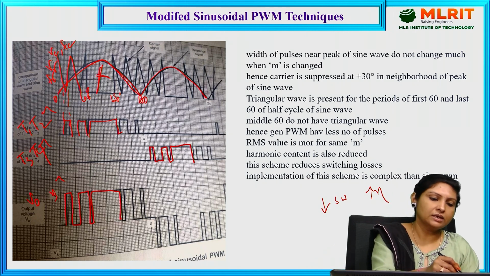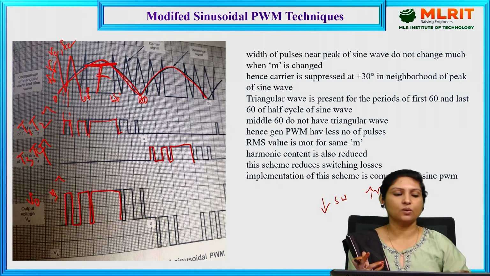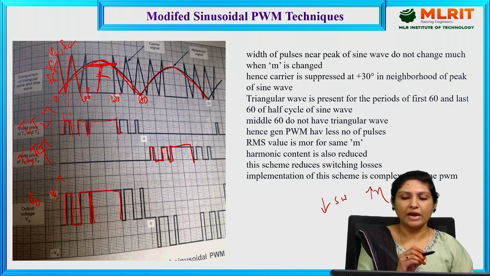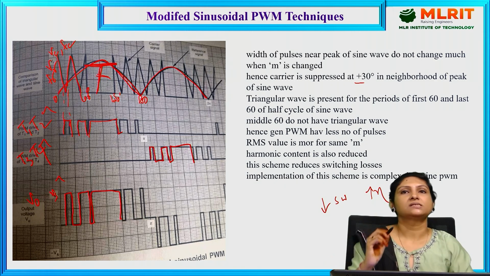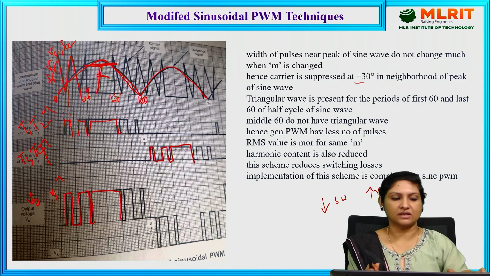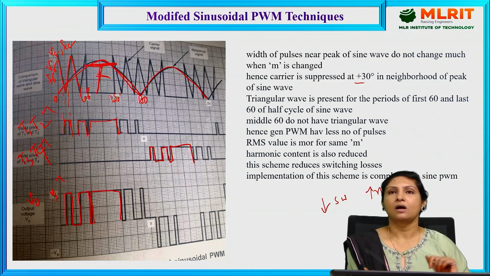If you see here, at the peak of the sinusoidal waveform, the sine wave does not change much because we are not providing the carrier over here; the carrier is suppressed at plus or minus 30 in the neighborhood of the peak of the sine wave. And here the triangular wave is present for the first 60 and last 60 of the half cycle.